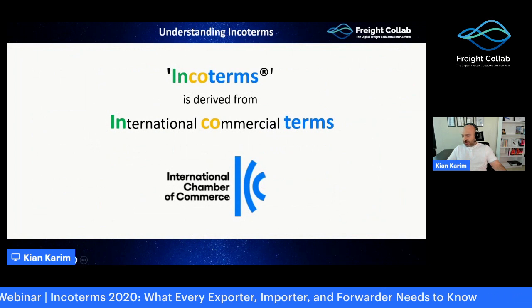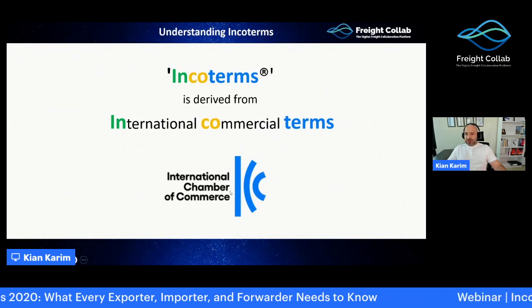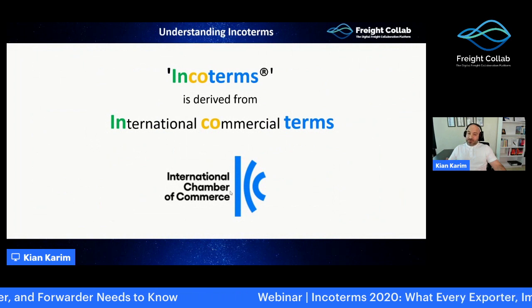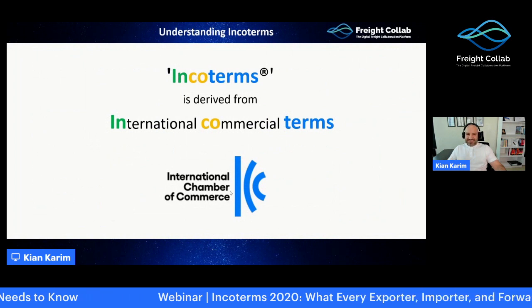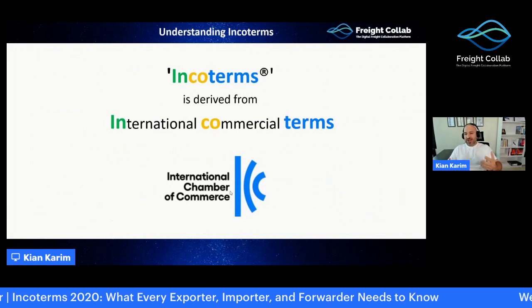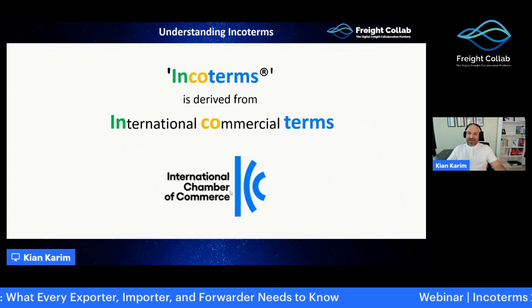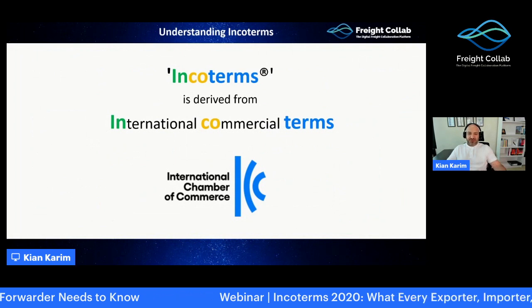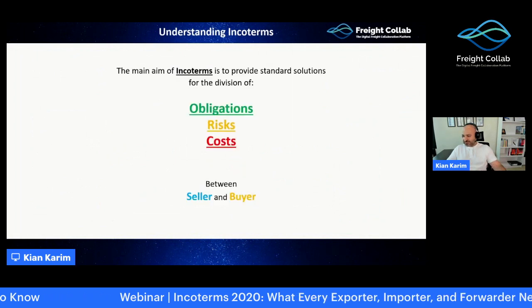As you can see here, this is the new logo of ICC. For those familiar with the old logo, it might feel a bit different at first. That's just how our brains are wired. Sometimes we are resistant to change. However, for now, let's shift gears and dive into the understanding of Incoterms.